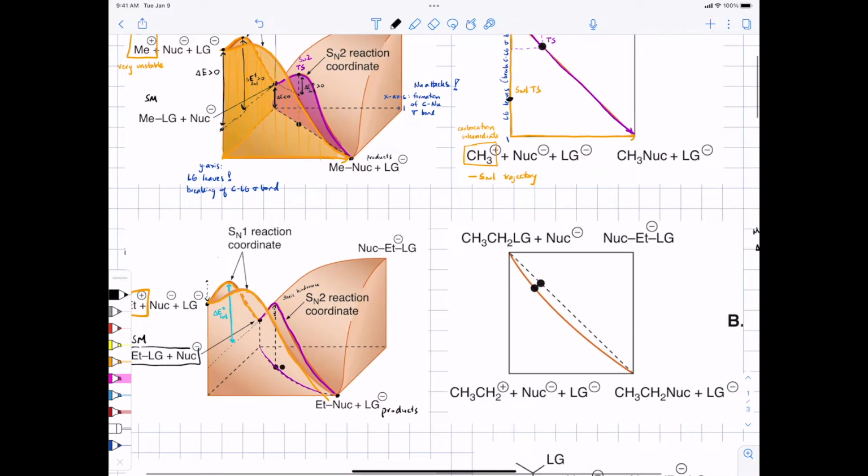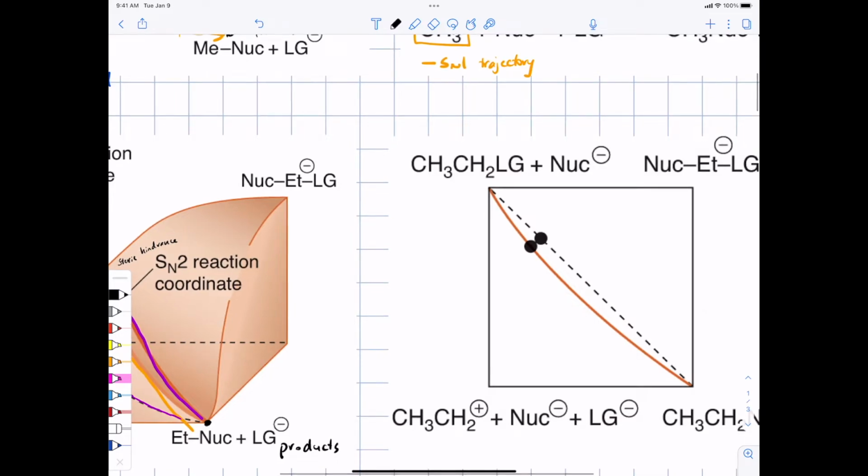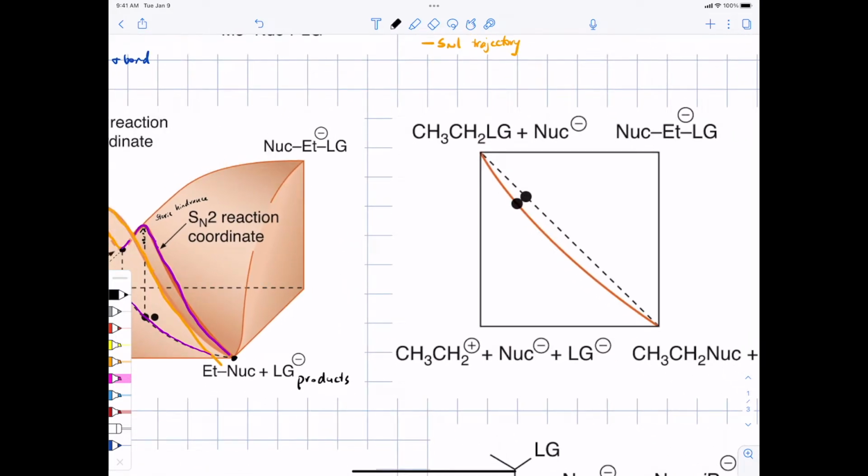Okay, and in our overhead view, we see that the effect of moving this corner of the plot down in energy is that our transition state moved perpendicular to this diagonal line. And so we have something that actually now has a little bit more leaving group left and a little bit less nucleophile attack.